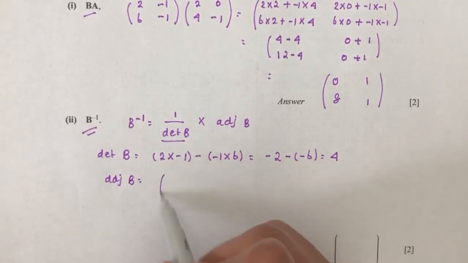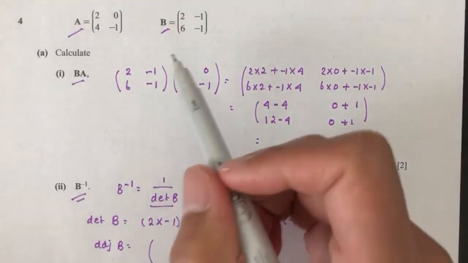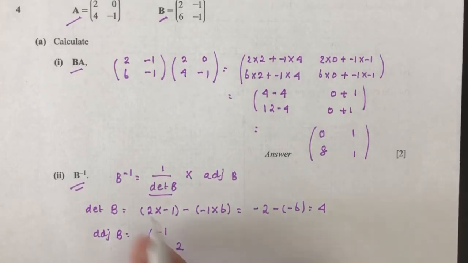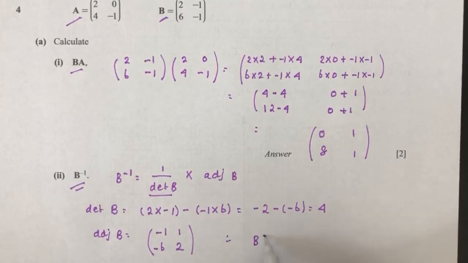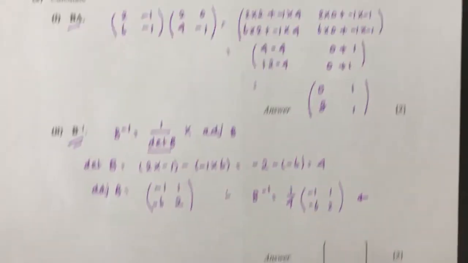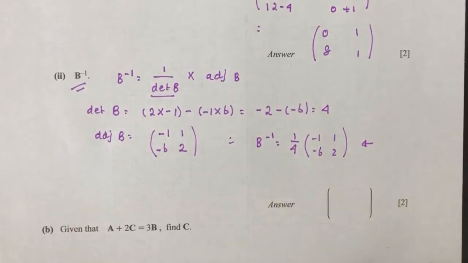How about the adjoint of B? So we have to first change the position of this diagonal. So we have minus 1, 2 on this side, and then this one, the sign become minus 6 and 1. So B inverse is equal to 1 over 4 times minus 1, 1, minus 6, 2. So this will be your answer for B inverse.